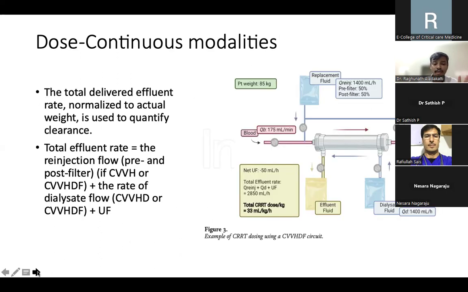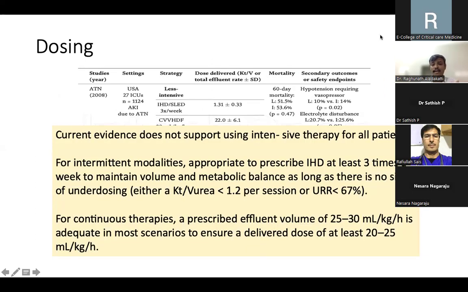You should be able to understand the dosing with respect to hemodialysis. Current evidence does not support using intensive therapy for all patients. All studies go with conservative therapy. For intermittent modalities, IHD is prescribed at least 3 times a week, alternate days most commonly, to maintain volume and metabolic balance, as long as there is no sense of underdosing. You can use Kt/V urea of 1.2 per session, or URR of 67%.